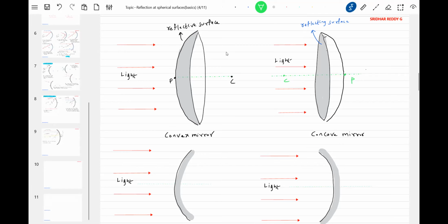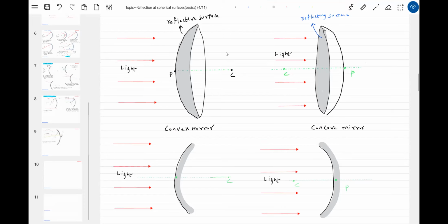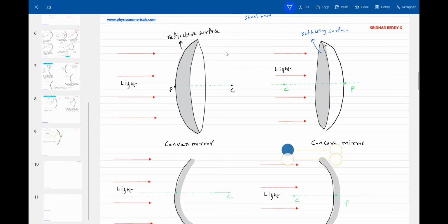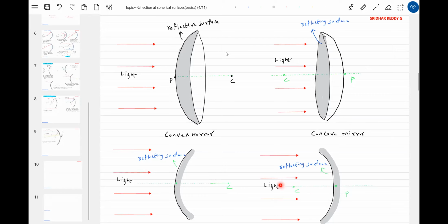So this is the pole. There's a pole. So the center of curvature will be here. The center of curvature for this will be here. I think these are the diagrams we usually come across in the books. Usually these are the diagrams we prefer. This will be the reflective surface. These are the typical diagrams we encounter in the textbooks.